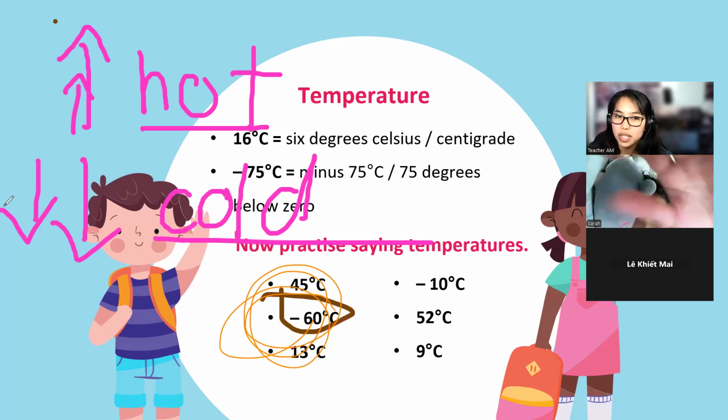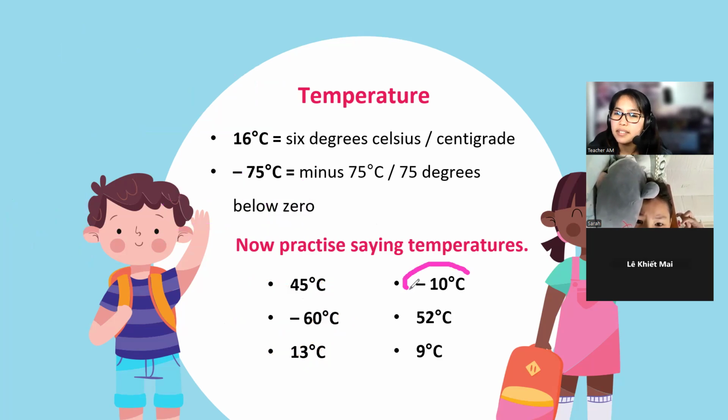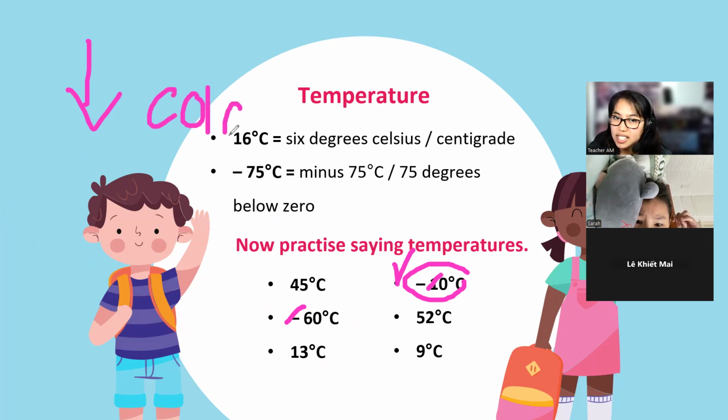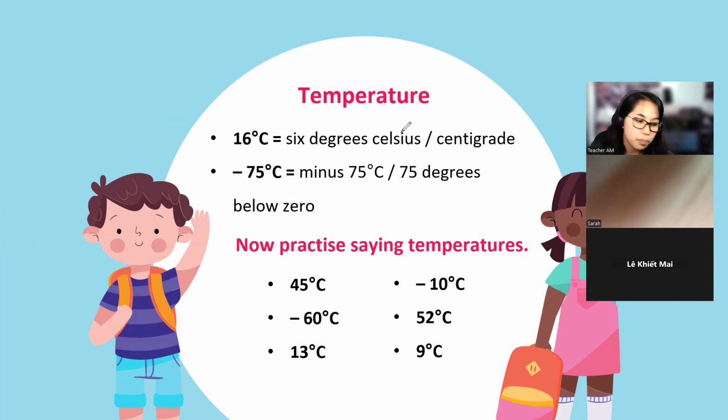Actually, the coldest temperature is negative 10, which is low. 10 or 60? So 10. So the lower the number, the colder it is. So the answer is negative or minus 10 degrees Celsius. Now, I have another question, the opposite. Which temperature is the hottest?